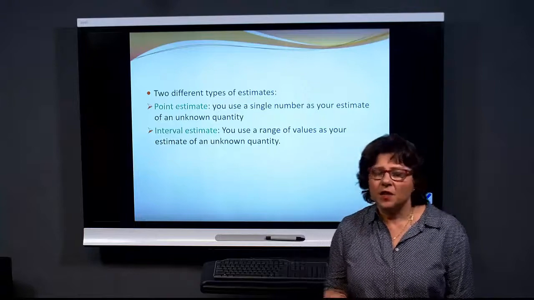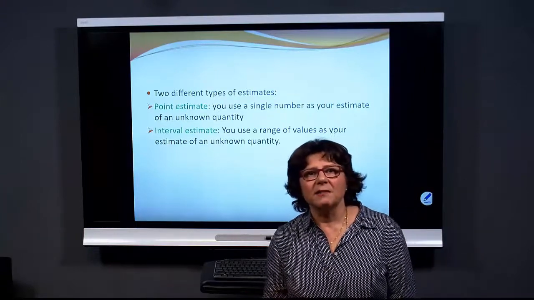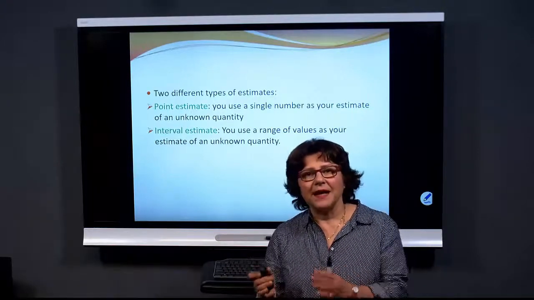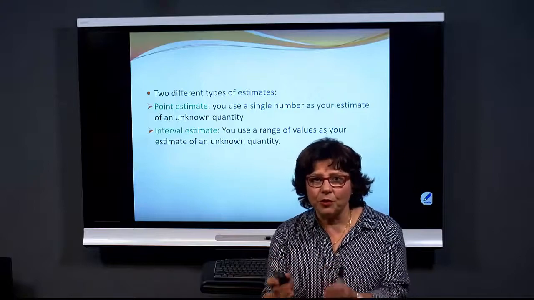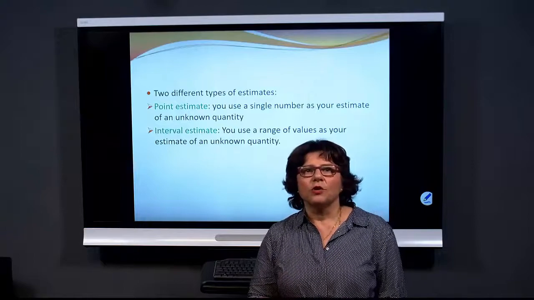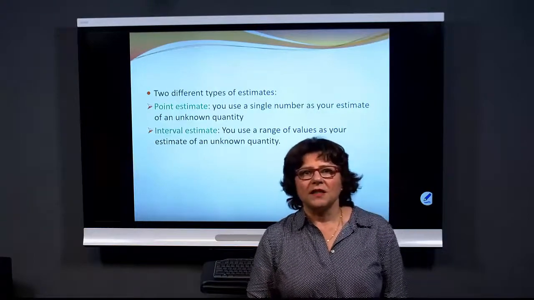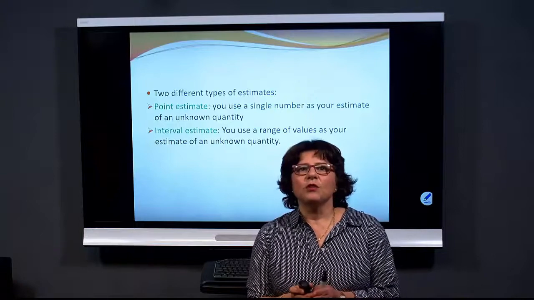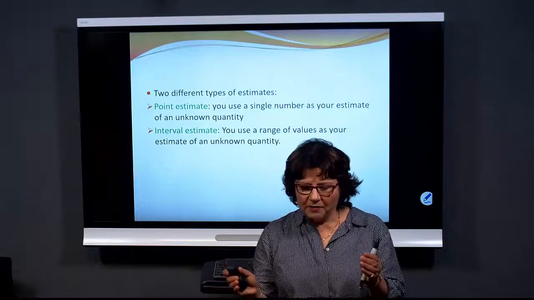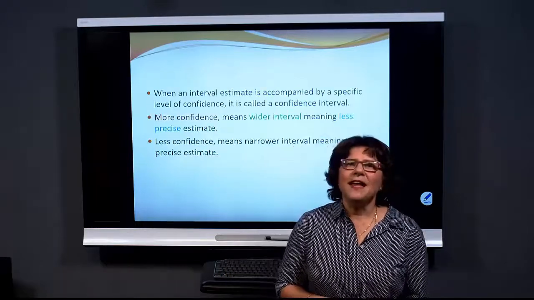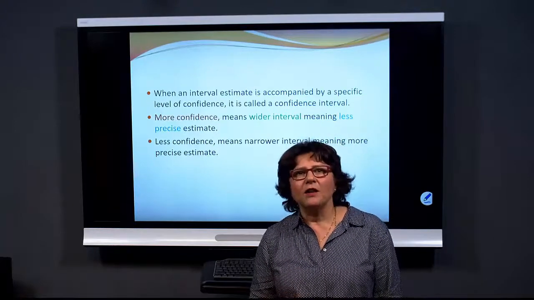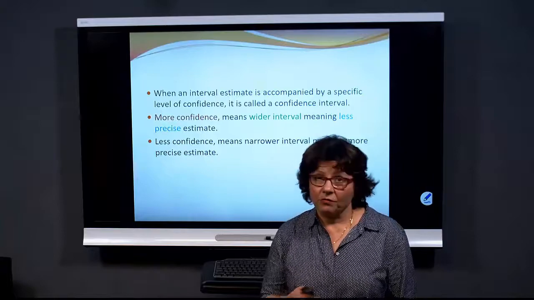And there are two different types of estimates. It's a point estimate and interval estimate. Point estimate, when you take a sample and get the mean of that sample, that's the point estimate for the population mean. So you use a single number as your estimate of an unknown quantity. And interval estimate, you just use a range of values and you estimate that your mean falls within these two values. And an interval estimate is accompanied by a specific level of confidence. It is called a confidence interval.